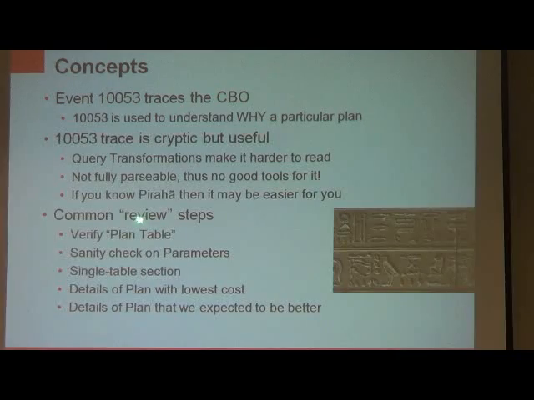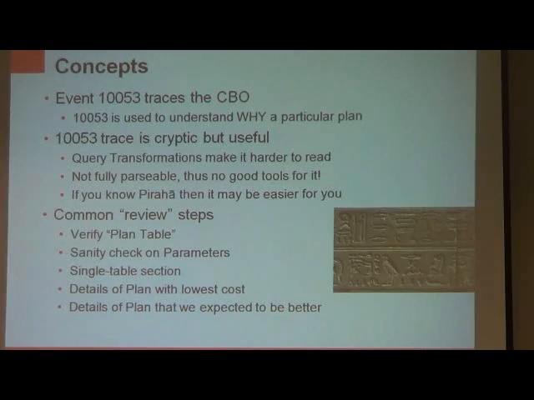When we look at the 10053, everybody has a different style. What I usually do is look first for the plan table. Meaning, I look first at what my execution plan is, so I can see it. After that, I may do a sanity check on CBO parameters. Then I move to the single table section. And after that, I may look at the execution plan that has the lowest cost, meaning the one that the CBO decided to use.